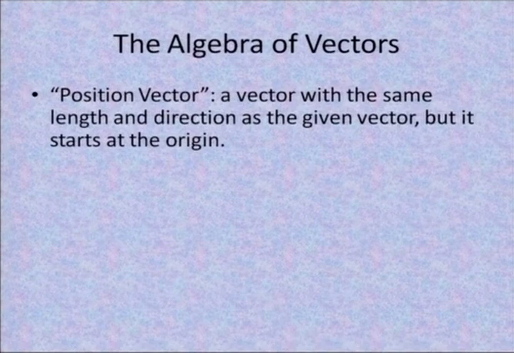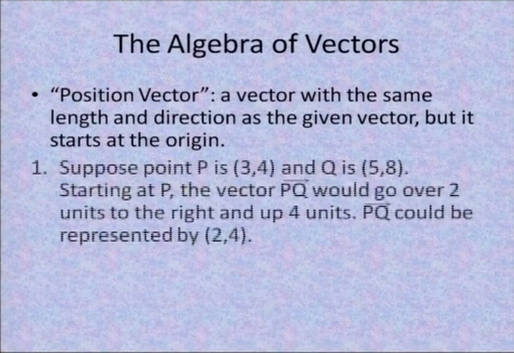All right, some more definitions. A position vector is a vector with the same length and direction as the given vector, but it starts at the origin. Now, when you get into polar coordinates, you're going to call that the pole, because it's where everything starts from. But it's the same thing. A vector with the same length and direction, but it starts at the origin.